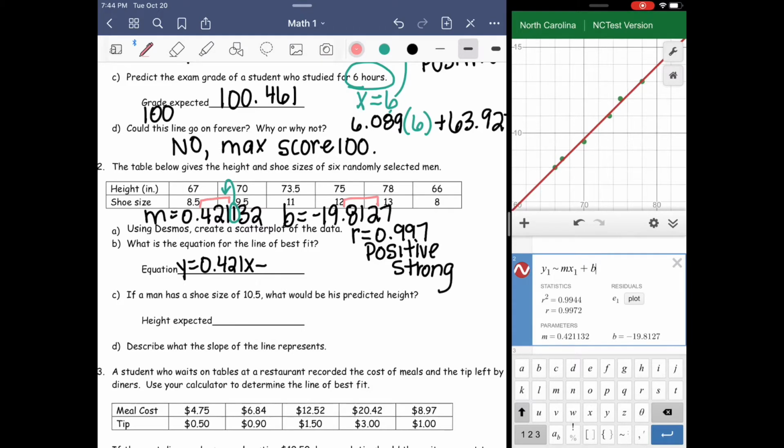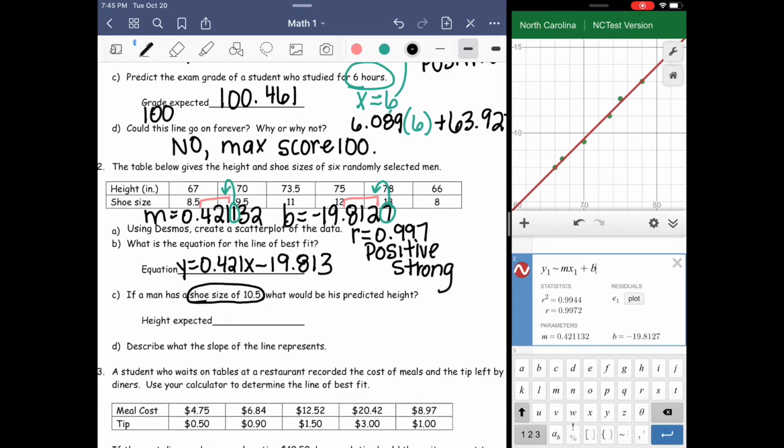minus, okay, because we have a negative, so we have 0.8127, and that 7 is going to round that 2 up to 3. So I have 19.813 is going to be my equation. Now, this is why right here I said you need to be very careful.